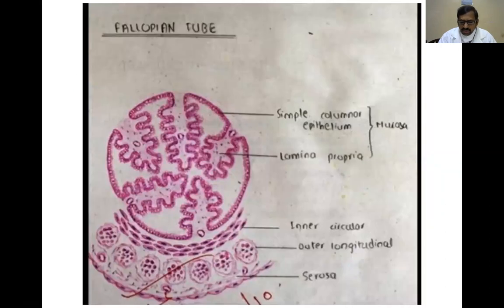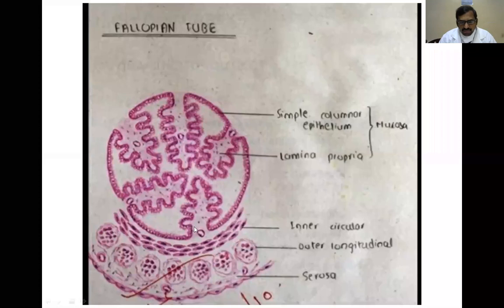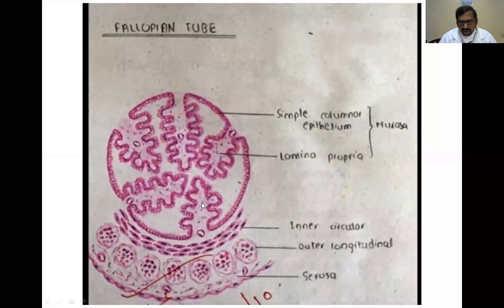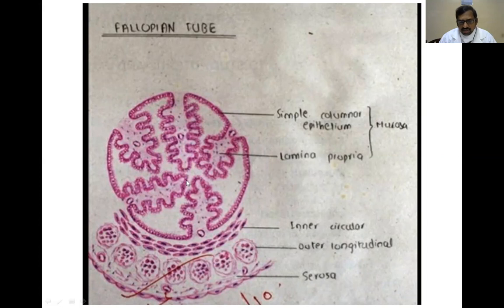Next, you have to draw the fallopian tube. This is the lumen of the fallopian tube, and this is the wall, and this is the inner circular layer. This is the outer longitudinal layer, and this is one fold of the mucosa, the epithelium and mucosa. Into this is the lamina propria. Lamina propria also extends into the folds of the mucosa, and these are the ciliated simple columnar cells.